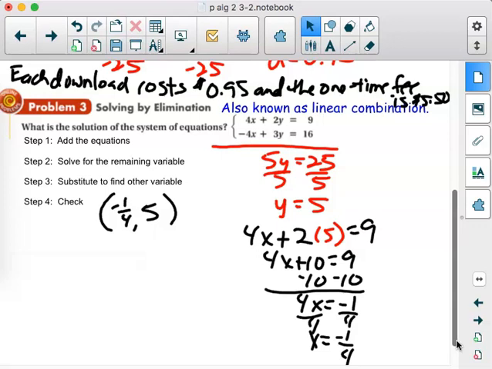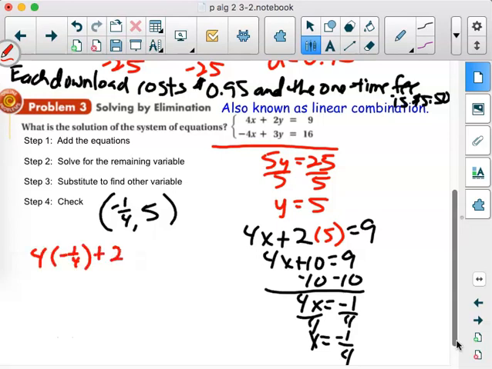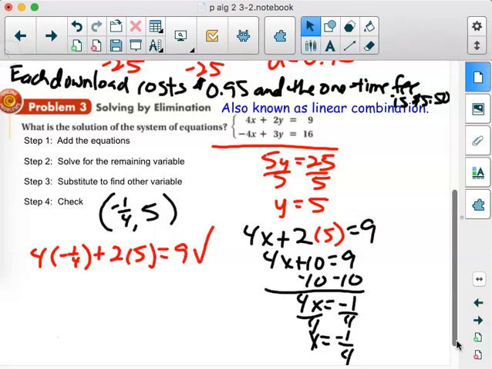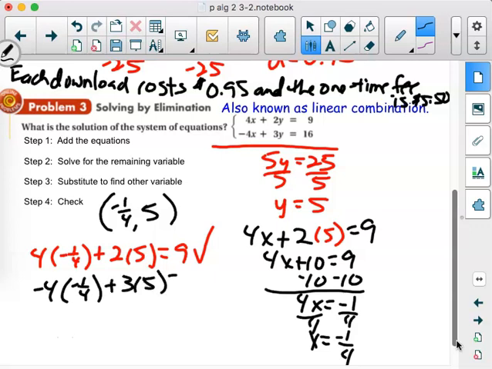So we should check after we do these and make sure the x is good, the y is good. And I've got it right up there for you. -4 times -1/4 plus 2 times 5. That's the top equation. That came out to 9. It was supposed to. And down on the bottom, -4 times -1/4 plus 3 times 5, which is 15. That comes out to be 16. And then we would write that down, and put a check by it to show that we know it works. But really, it's as easy as popping it in the graphing calculator and just making sure, do I get the number that's on the right side when I do this?